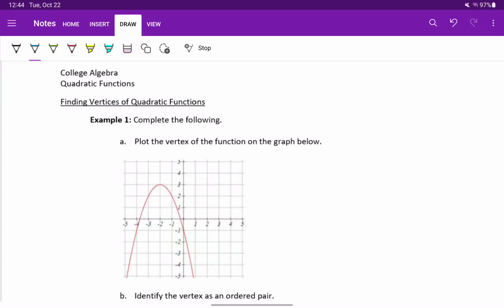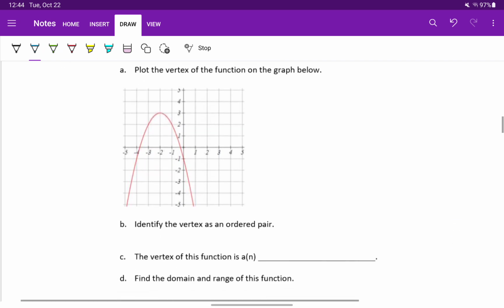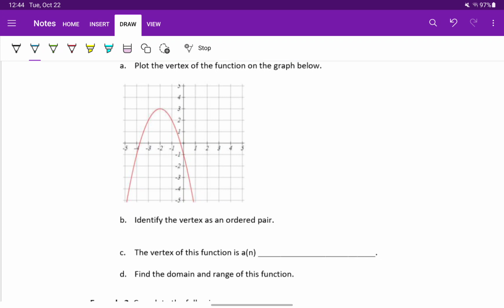In examples 1 and 2, we want to look at identifying the vertex of a parabola, classify that point, and then identify the domain and range of the function. Identifying a vertex from a parabola, so from the graph of that quadratic function, is again just finding the peak or valley of that curve.